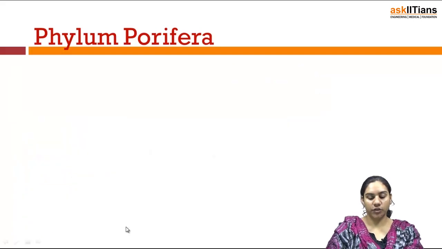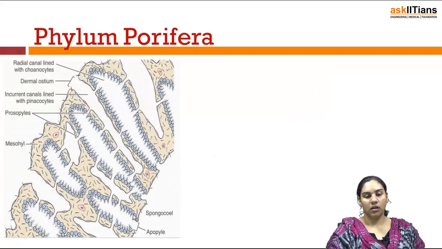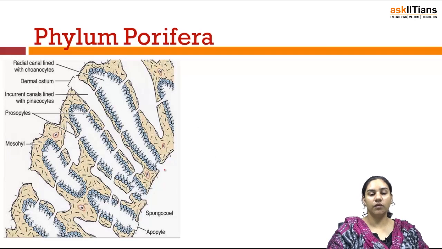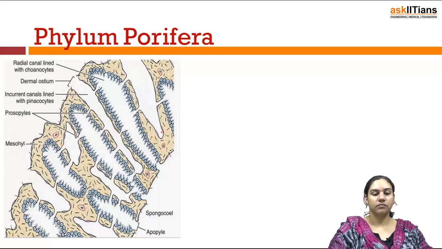So this diagram shows the arrangement of the body wall of a sponge, and also shows the canal system. In this, there is shown a radial canal which is lined by the choanocytes. The incurrent canal is lined by the pinacocytes. This shows the incurrent canal.